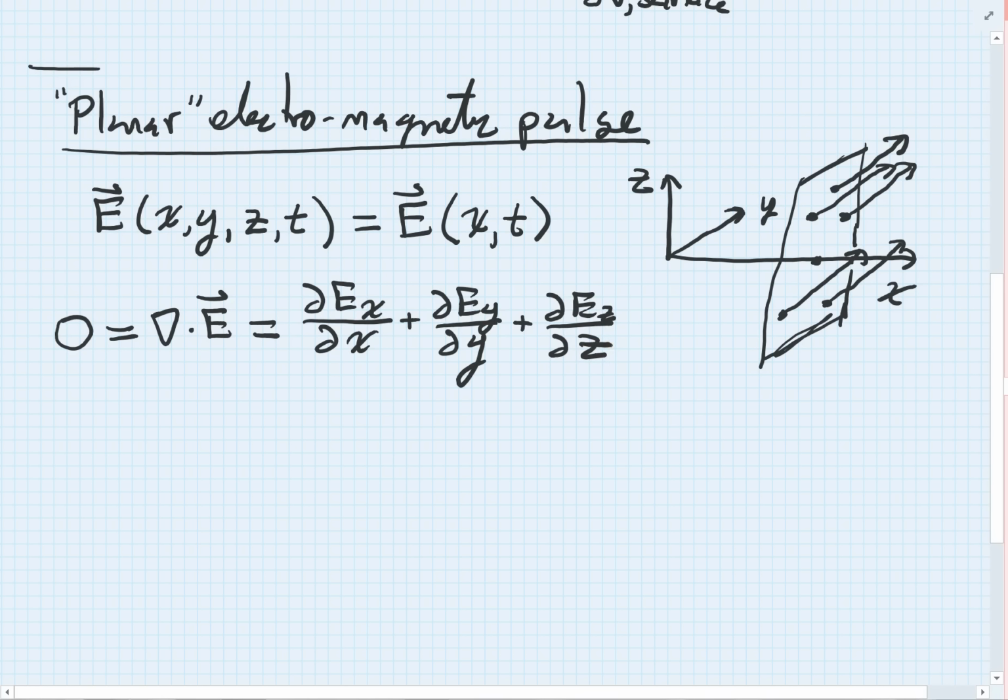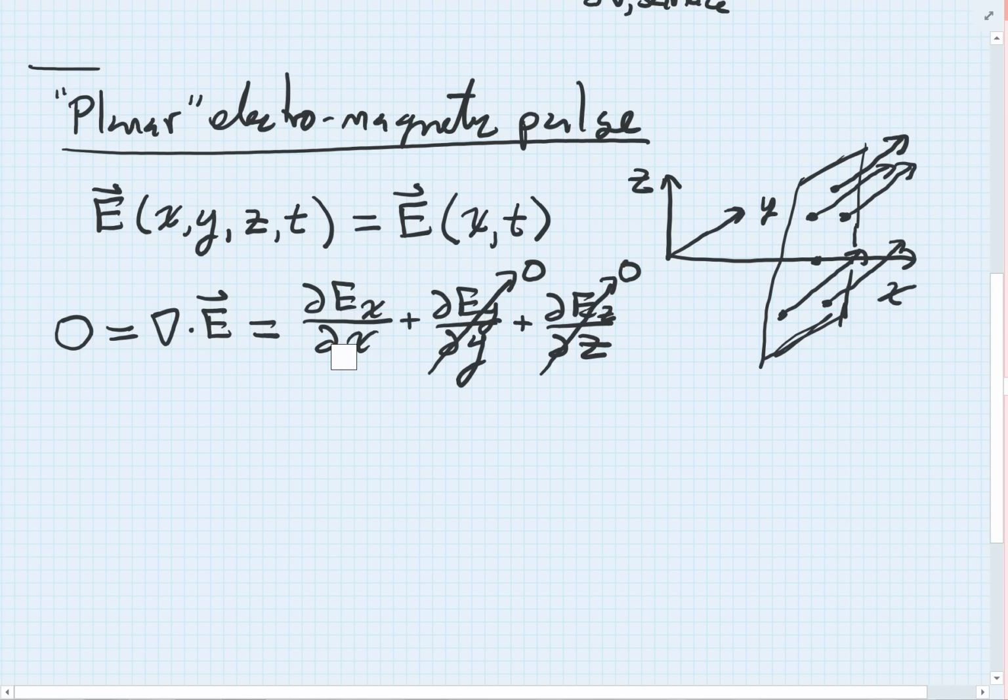Now, the beautiful thing about having a planar electromagnetic field like this is that it depends only on x and t. Everything is constant as I vary y or if I vary z. That being the case, all derivatives with respect to y have to be 0 because things are constant with respect to y. Or if you look at my electric field, it doesn't depend on y, so its partial derivative with respect to y would give 0. Similarly for the partial derivative with respect to z. The only thing that isn't 0 is the derivative here with respect to x.